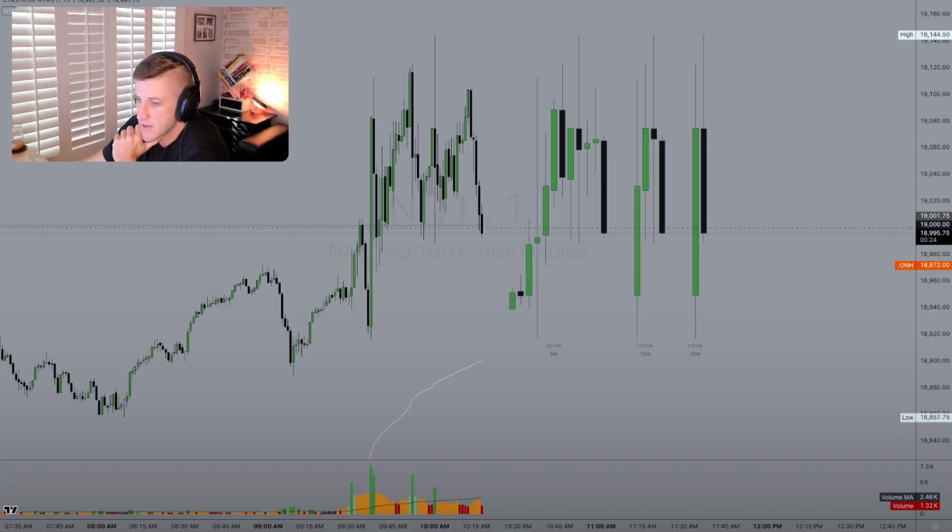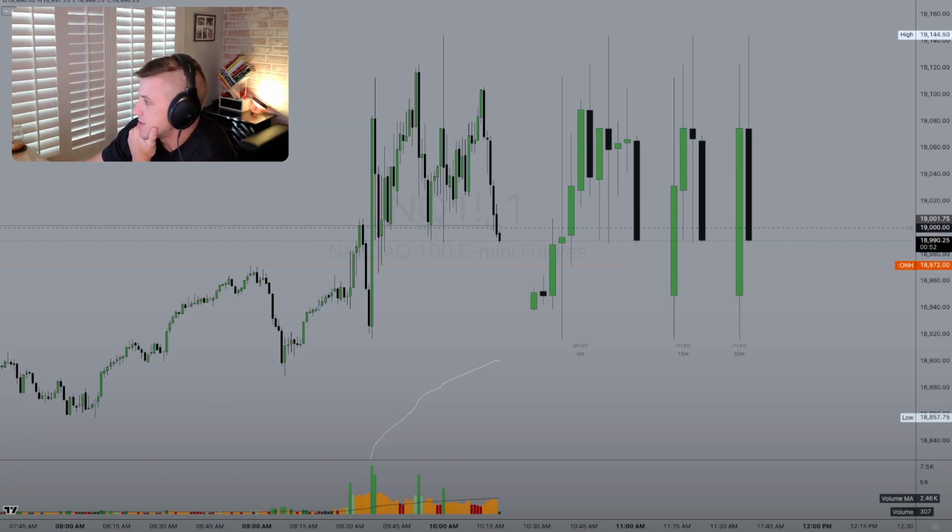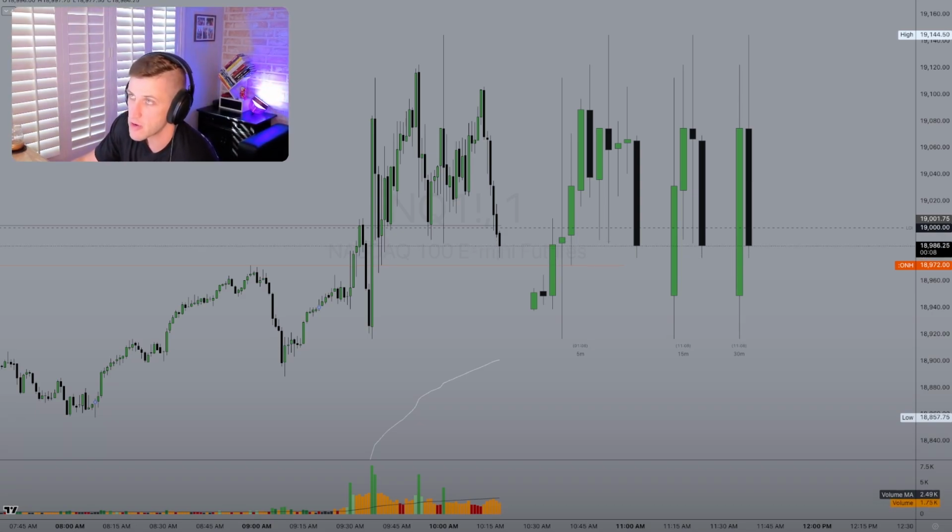NQ, what is this? The fifth test of 19K this morning? There's ES, true test of the overnight high. You've got the 5450 level of interest there as well, and then VWAP just beneath that. Very firm 4-hour candle. Let's see.